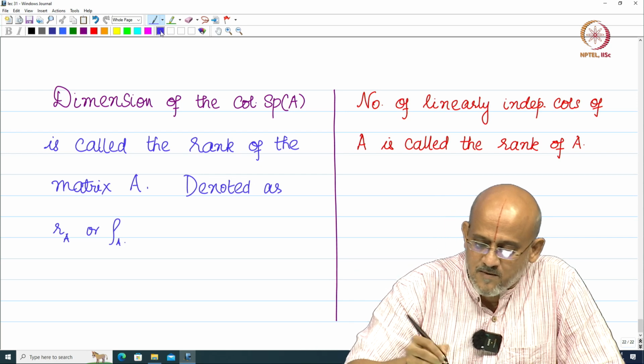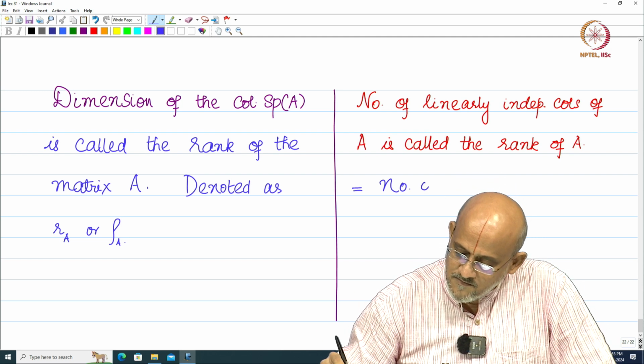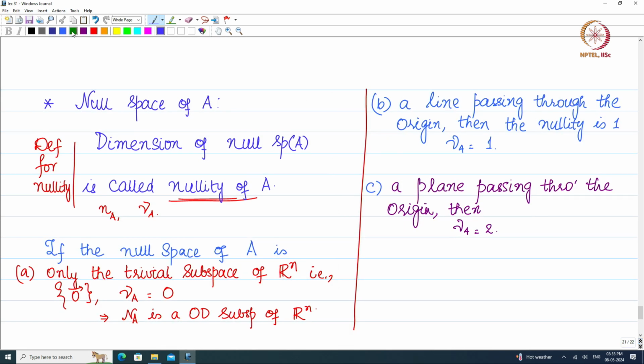So here we are going to write this. These are the various definitions for rank: the number of pivot variables in the row reduced echelon form of the matrix A. And for nullity, the number of free variables in the RREF of A, in the row reduced echelon form of A, is equal to the nullity of A.